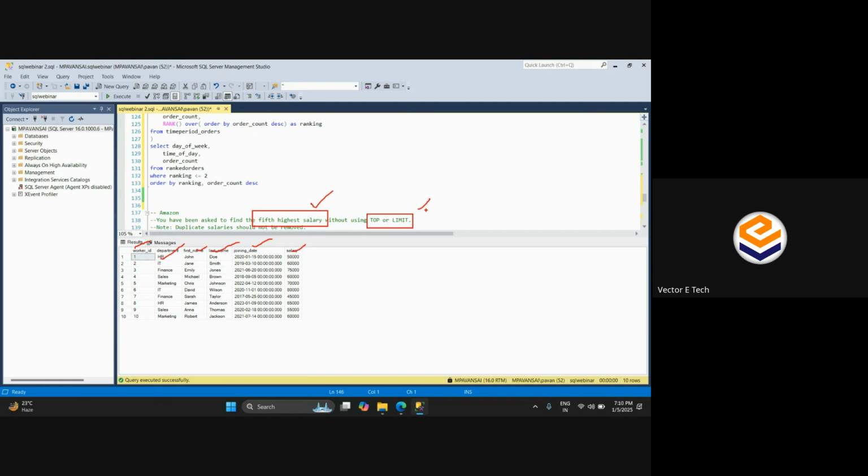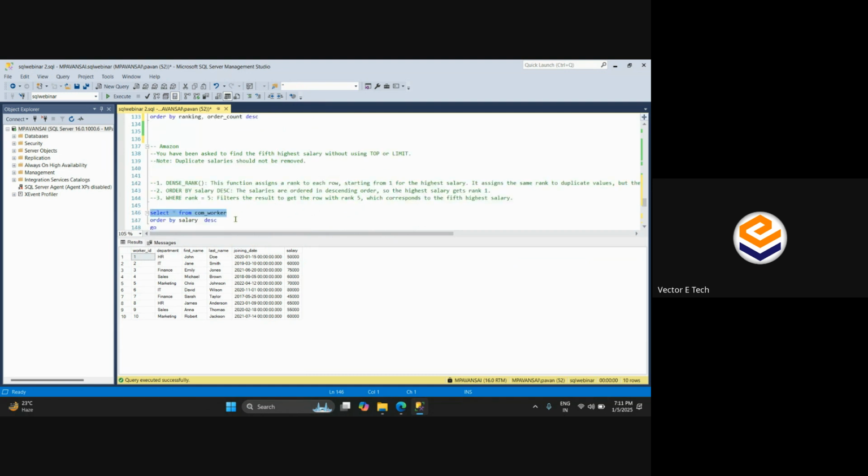Using top and limit, it is very easy to find the second highest salary, third highest salary, right? So without using top and limit, suppose we order by that salary, and here you can see what the top fifth one is. This is first, second, third, fourth, and there are three values where we have the same salary at the fifth position, which is 60,000, right? Now without repetition, I want to get these three values. Or I could say with the repetition, I want to get these three values without using top and limit.